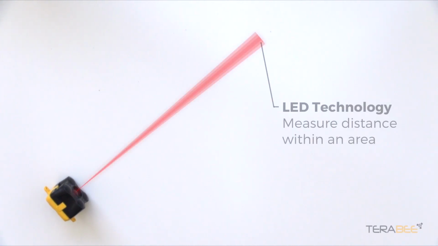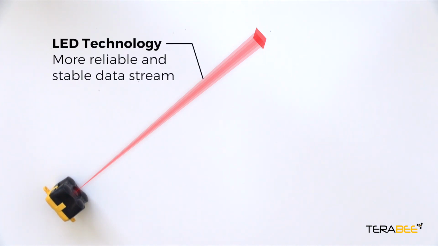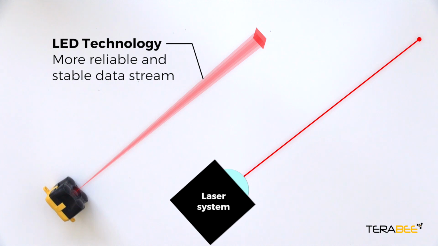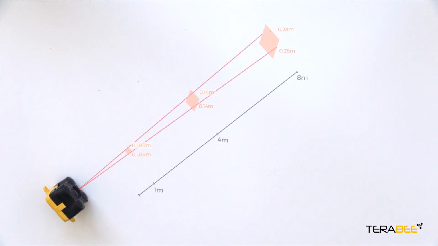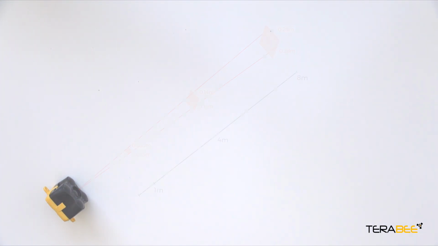Unlike laser, we use LED technology. By opening up the field of view, we measure distance within an area. For many applications, this produces a more reliable and stable data stream compared to the pinpoint of a laser beam. With TeraRanger Evo, the measuring area increases linearly with range.